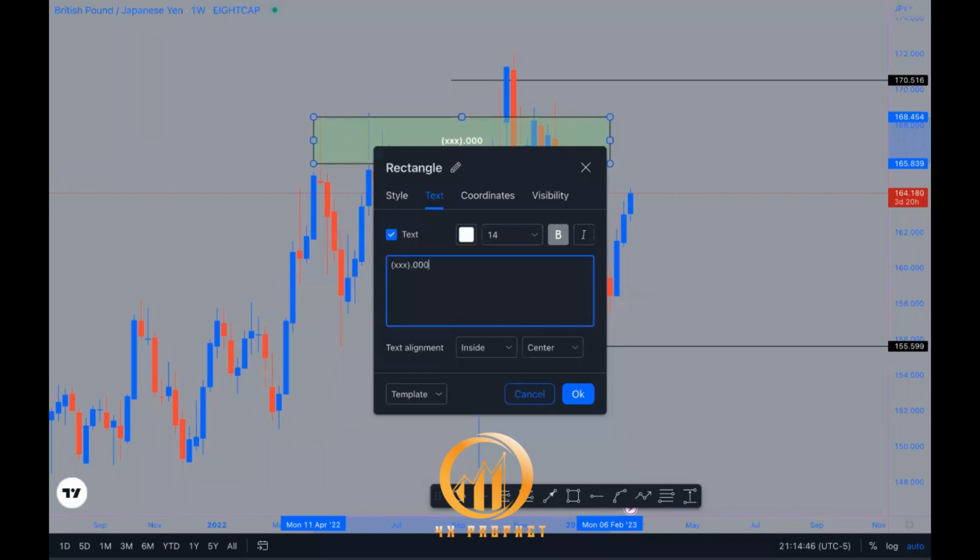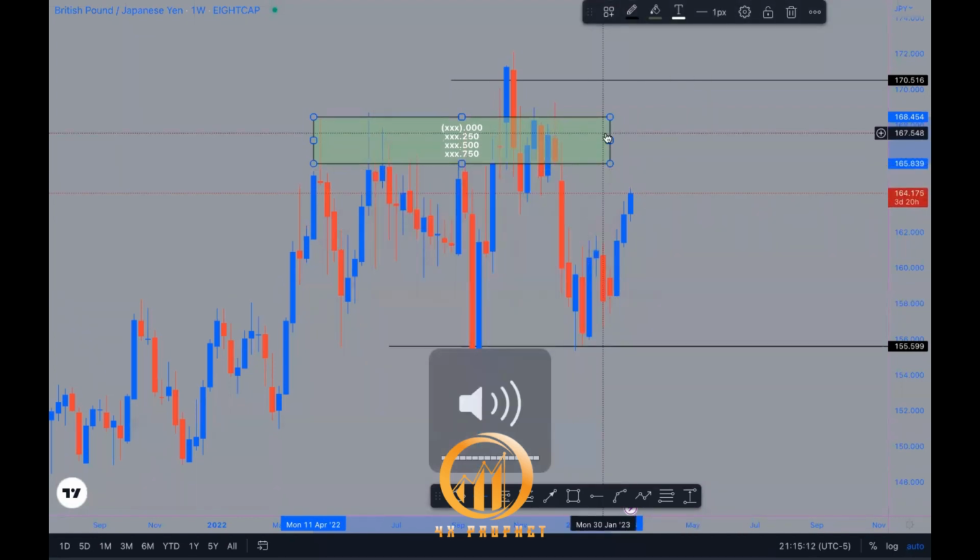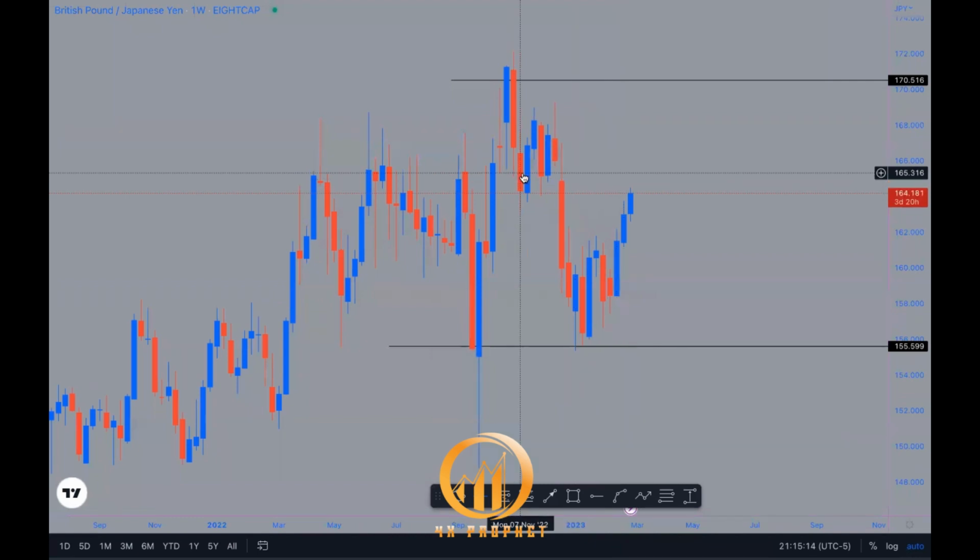So XXX000. Do it again. 250. 500. 750. And it just goes all over again, okay? Repeats all over again. So let's just say 159.00, 159.250, 159.500, 159.750. Then the next would be 160, 160.250. Everyone should understand this, okay? Now, I'm not gonna draw it on the screen. Everyone should get a clear understanding of that.